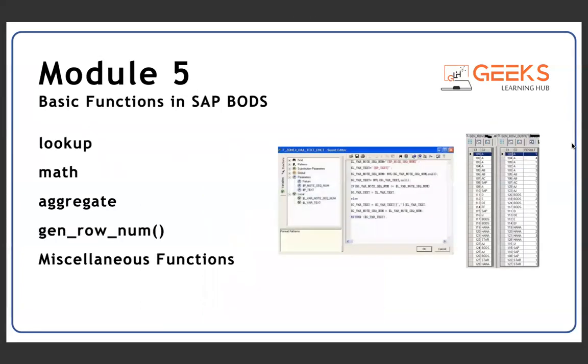Okay. So let us understand the basic functions that we can see in BODS. The first one is the lookup function. The next one is a map function. The third one is an aggregate function. The fourth one is gen row num. And then we have the miscellaneous functions. Just to let you all know, these are not the only functions that we have in BODS; there are plenty. However, being an introductory class to BODS, we have taken these into consideration in order to show you what exactly we have in BODS.